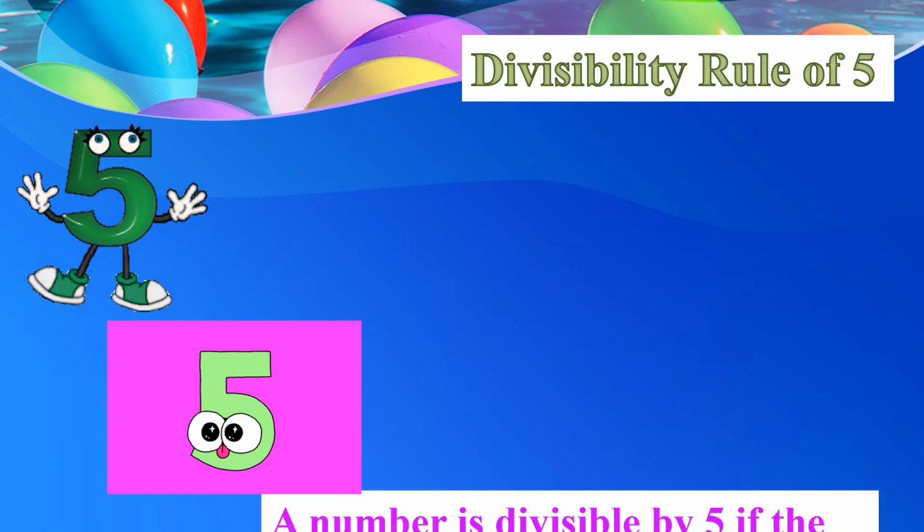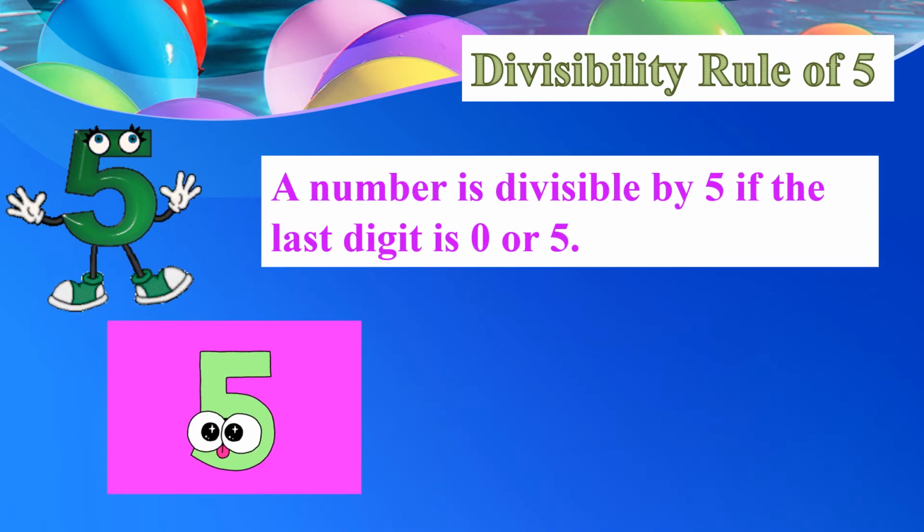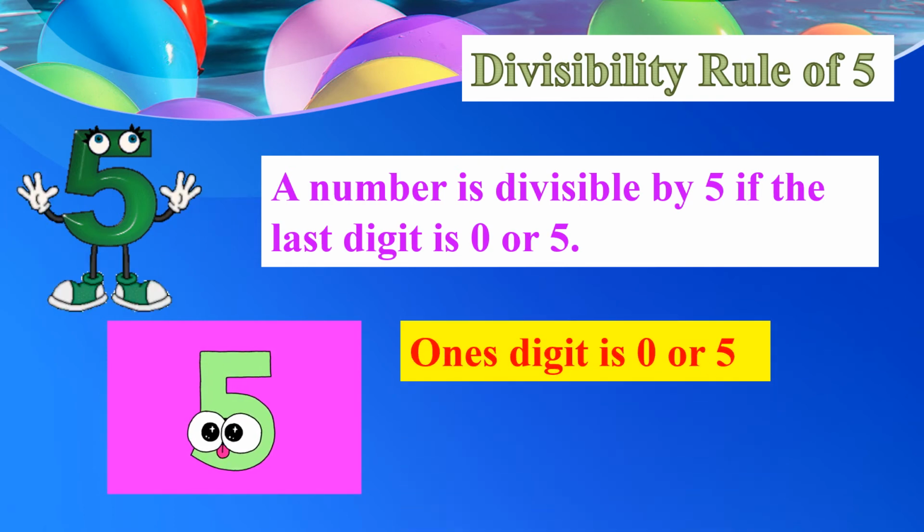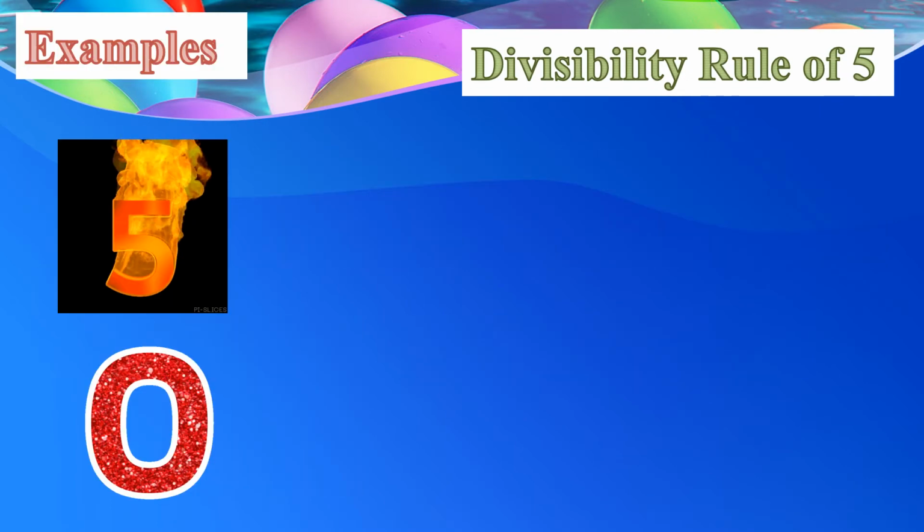Divisibility rule of 5. A number is divisible by 5 if the last digit is 0 or 5. In short terms, we can tell the ones digit of the number should be 0 or 5. Let us see the divisibility rule of 5 with an example.